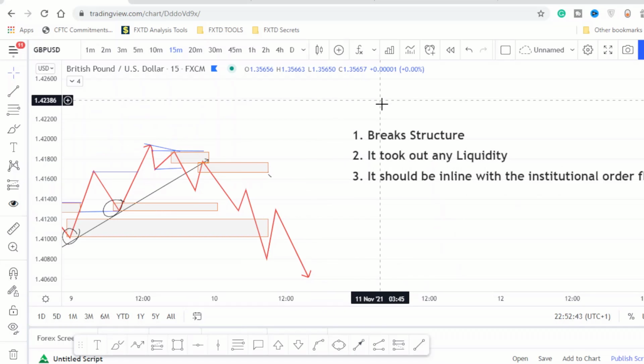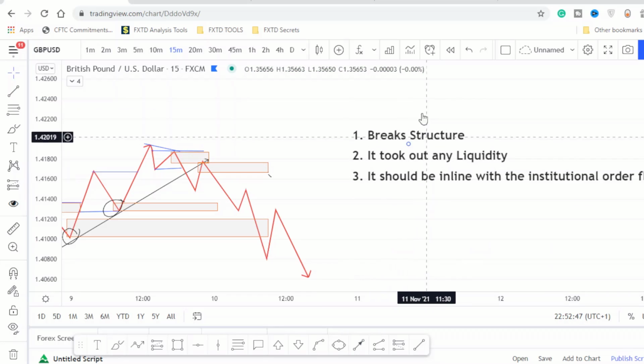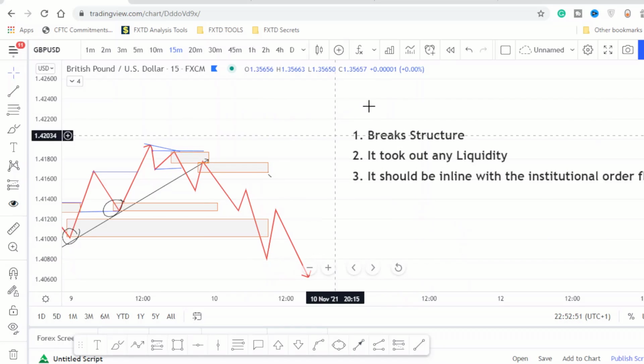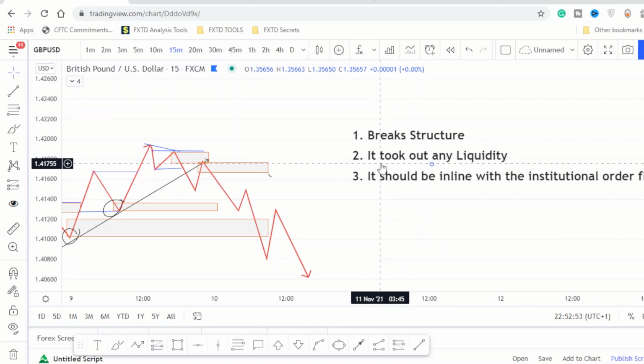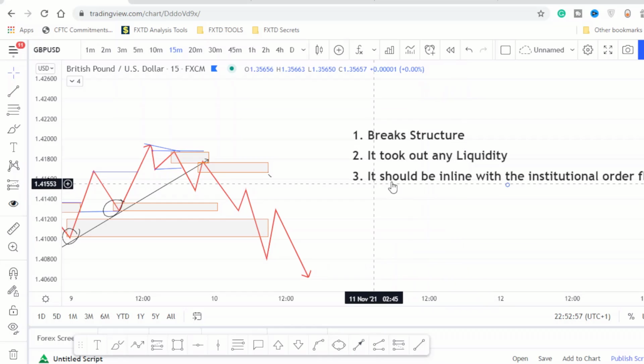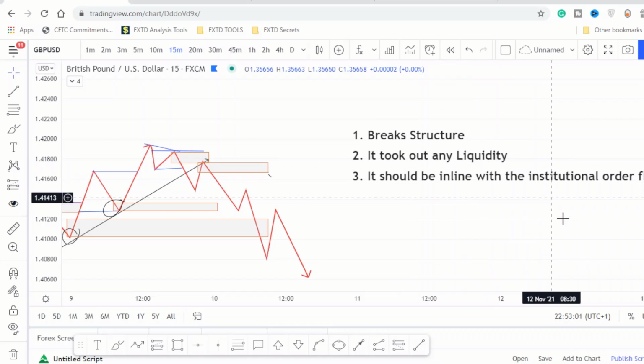Okay, you need to understand first. Did the order block break structure in any of the area, either down or to the upside? Did it take liquidity, and is it in line with the institutional order flow?